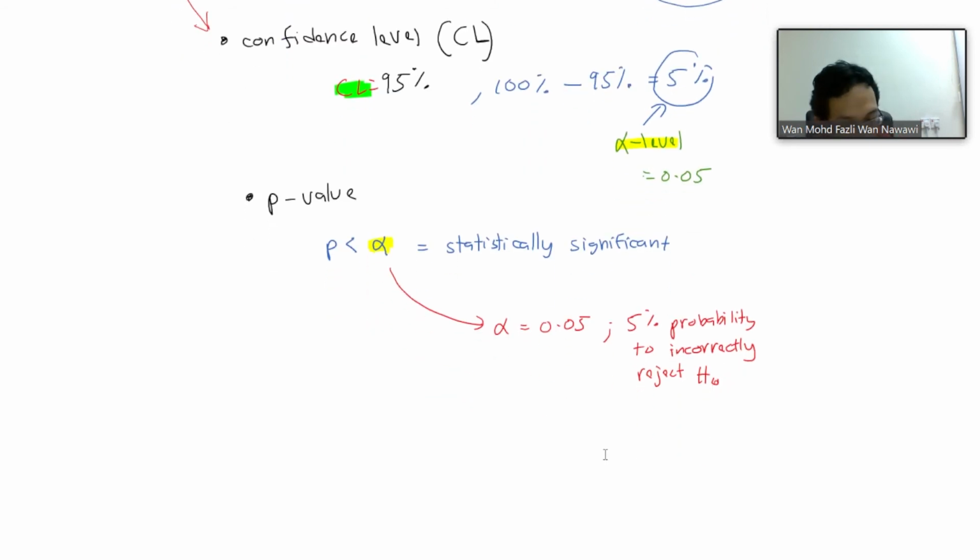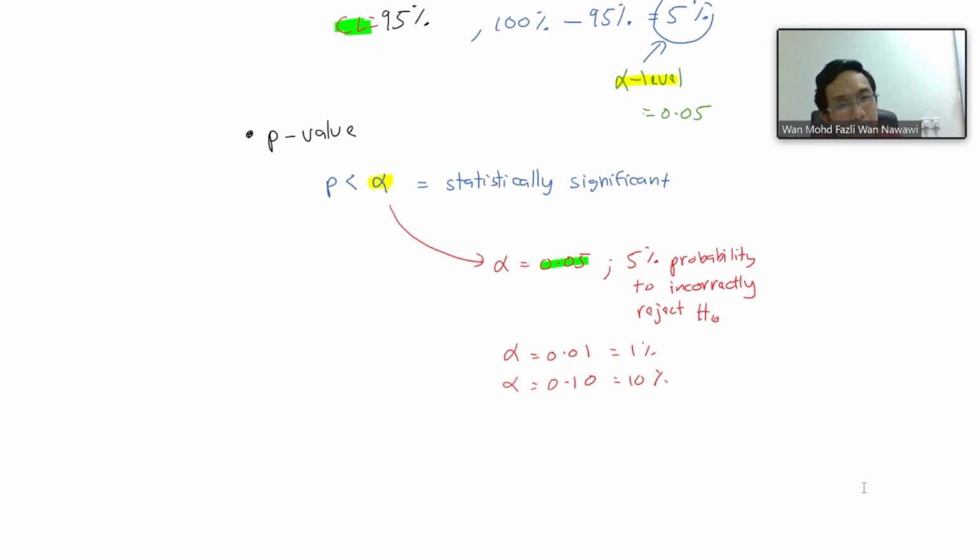Some fields use an even more stringent alpha, maybe 0.01, meaning a 1% probability, so they are more strict. Sometimes people use less strict, 0.10. So this is 10%, this is 1%. Depending on the field, but most often you will see 0.05 as the commonly used p-value.